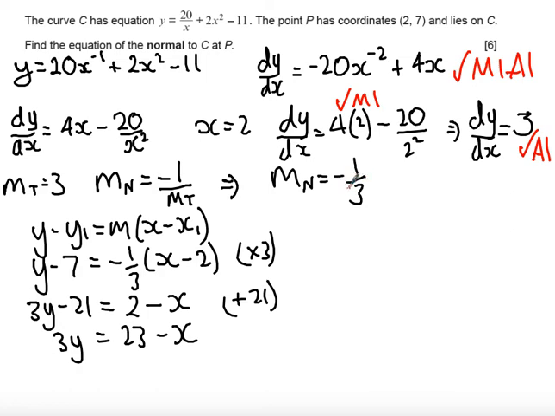Next, there is a method mark for using the property of perpendicular lines, and then the final mark is if you have substituted the point and the gradient correctly into the equation of a line. Okay, well, I hope that solution made sense and that you understood how to mark the question.